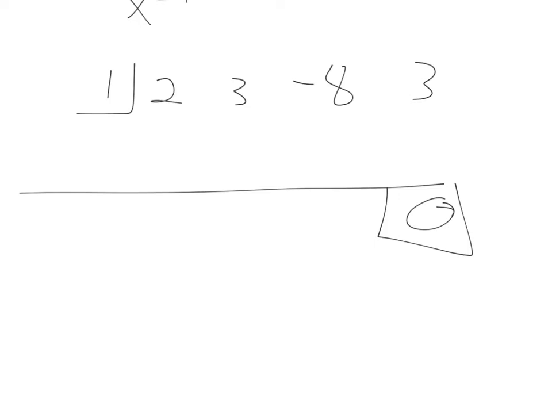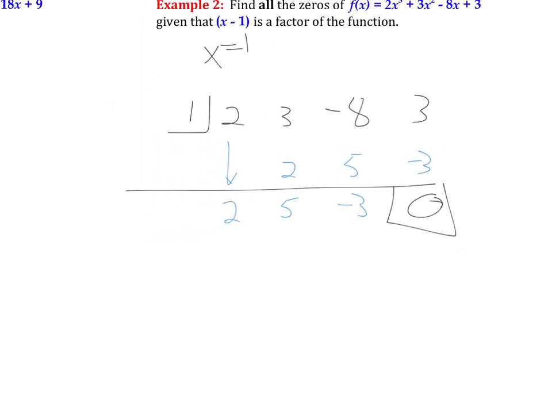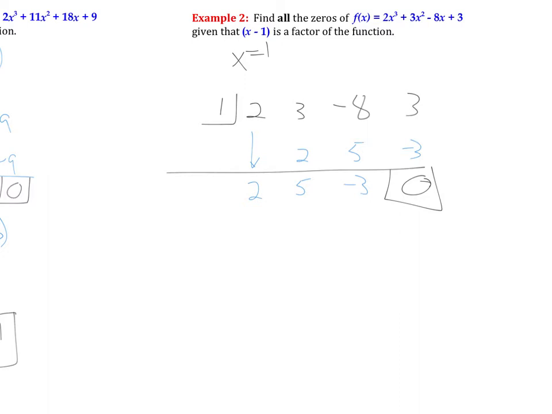All right, so let's start this off. Drop the top number straight down. Whenever we move diagonally, in this case, we're multiplying by 1. So we have a 2. This is a 2 here, then a 5. 5 here, negative 3, yay, 0. So now we're going to have x minus 1, that was given, and then we just found this factor of 2x squared plus 5x minus 3.